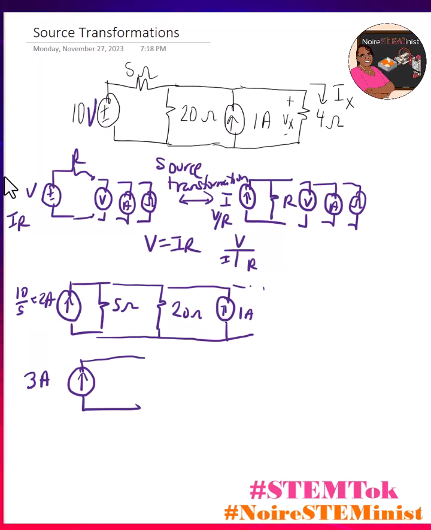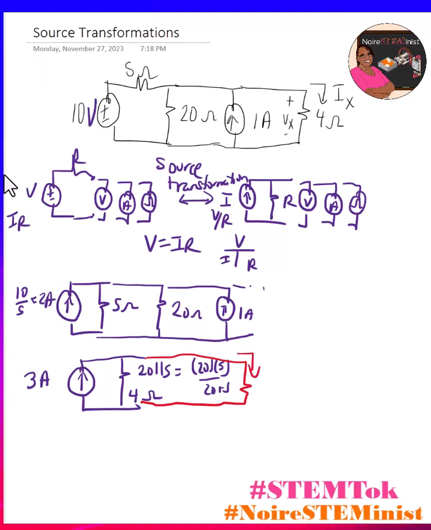And then here, I'm going to have 20 in parallel with 5. That's the same as 20 times 5 over 20 plus 5, which is 100 divided by 25. So this is 4 ohms. So now that I have that, I'm now going to add back on that last part of the circuit. And remember, the benefit of doing this is I've now simplified the circuit enough so that it's easier for me to find Vx and Ix, which are the voltage across and the current through this 4 ohm resistor.